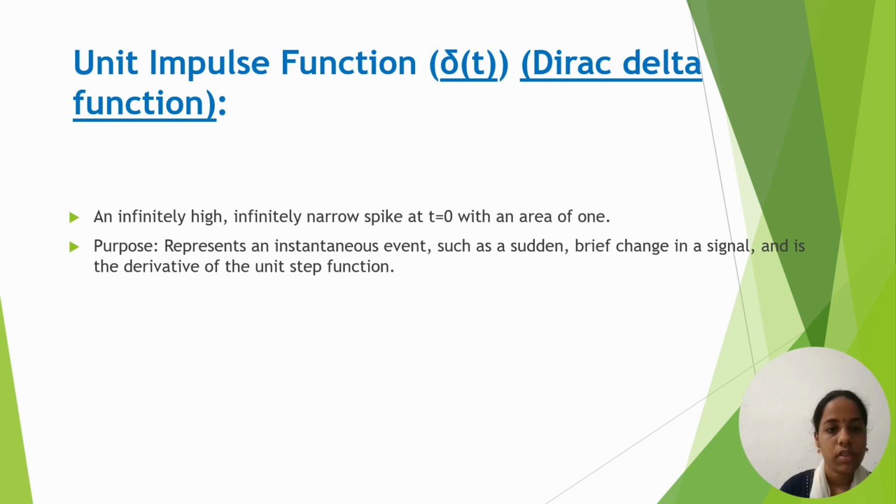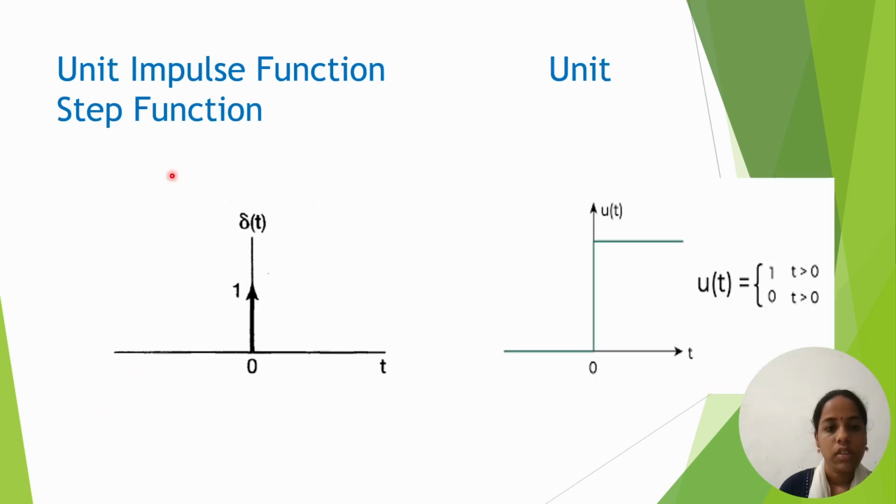Let's see the diagrams. This is the diagram of the unit impulse function, infinitely narrow, with area 1. Next, the unit step function, denoted as u of t, which is 0 for negative time and 1 from t equal to 0 onward.